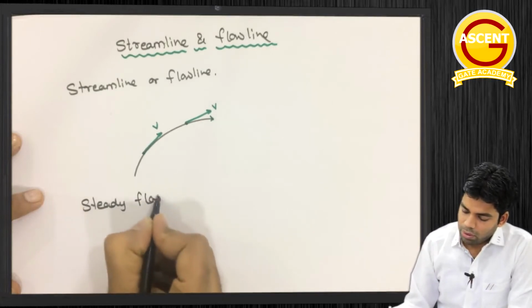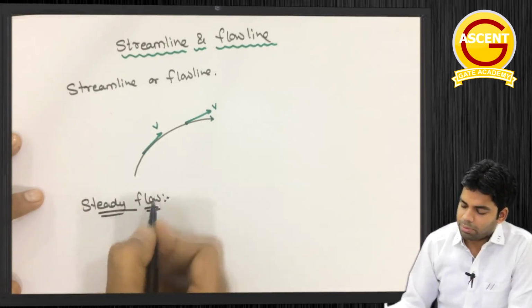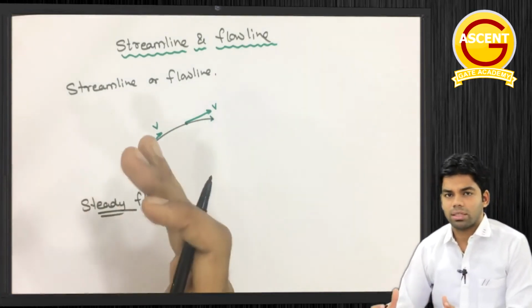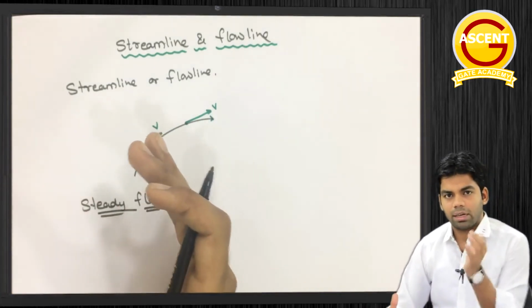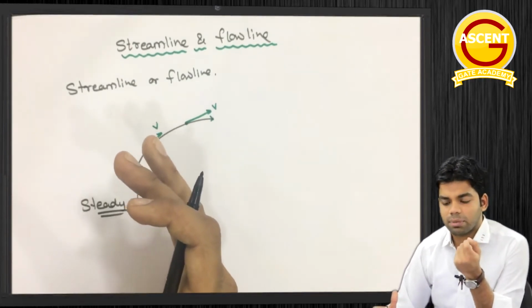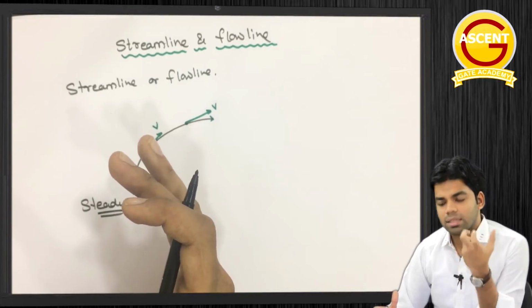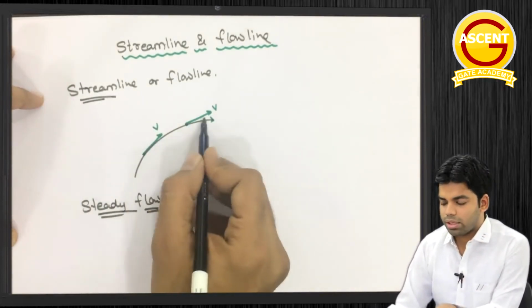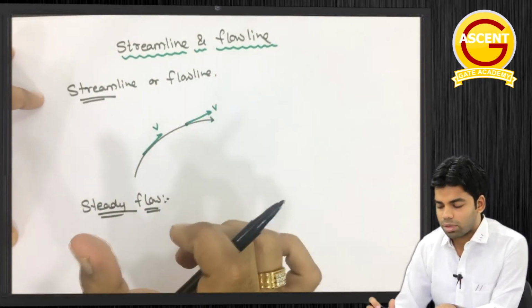Now in case of a steady flow, obviously this streamline will be permanent. Why permanent? Because the velocity does not change with respect to time. At a particular space coordinate, the velocity does not change with respect to time. So obviously in a steady flow, this streamline will be constant because the velocity at any point is not changing with respect to time.